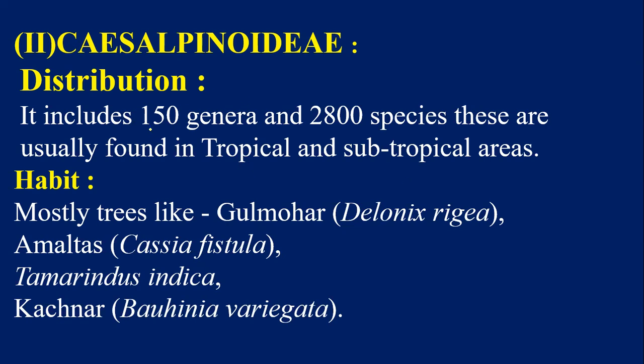So how many genera does this family include? 150 genera. There are 2,800 species classified under the Caesalpinoideae subfamily, usually found in tropical and subtropical areas. Mostly these family members grow in the form of trees. Example, Gulmohar, botanical name Delonix regia. Then Amaltas, Cassia fistula, Tamarindus indica, Kachnar, Bauhinia variegata. These are some common examples of plants which grow in the form of trees.